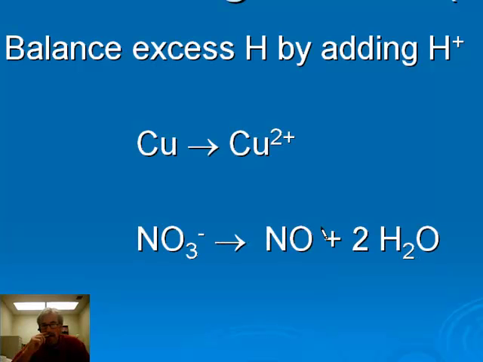The next step is to balance excess hydrogen by adding H+ to the appropriate side. So looking at where we're at now, on the second half reaction we now have 4 extra H's on the right-hand side. So on the left-hand side I'll take care of that by adding 4 H+.